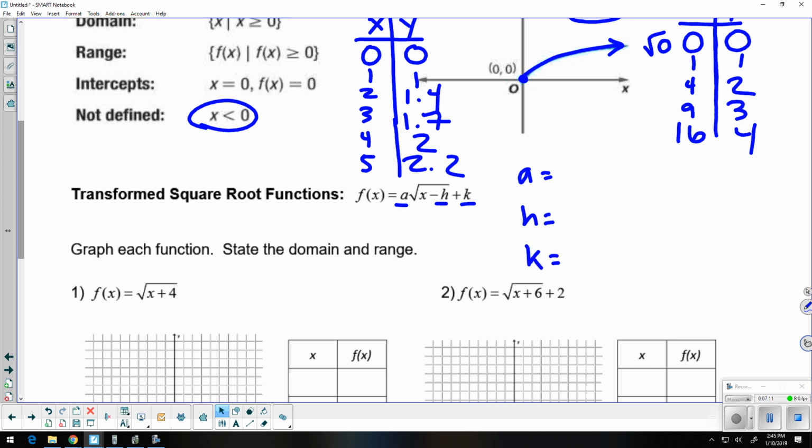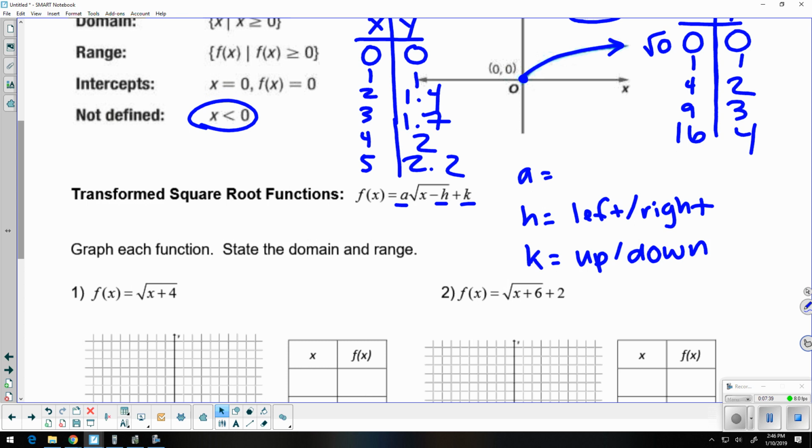Your H value, if you have an H value, what it's doing to the graph is shifting it to the left or to the right. If you think horizontal for H, left or right, it's an easy way to remember it. If it's a negative number, it goes to the left, positive number goes to the right. K moves it up or down. Once again, it makes sense: if it's a positive value for K, then it's going to move it up. If it's a negative value for K, it moves it down.